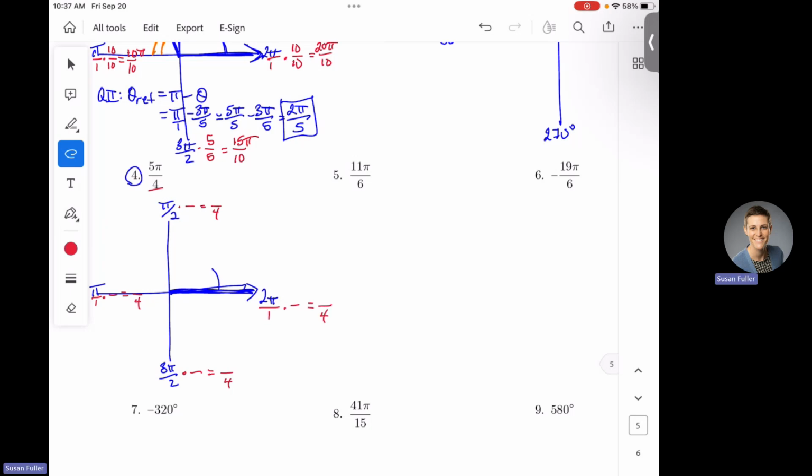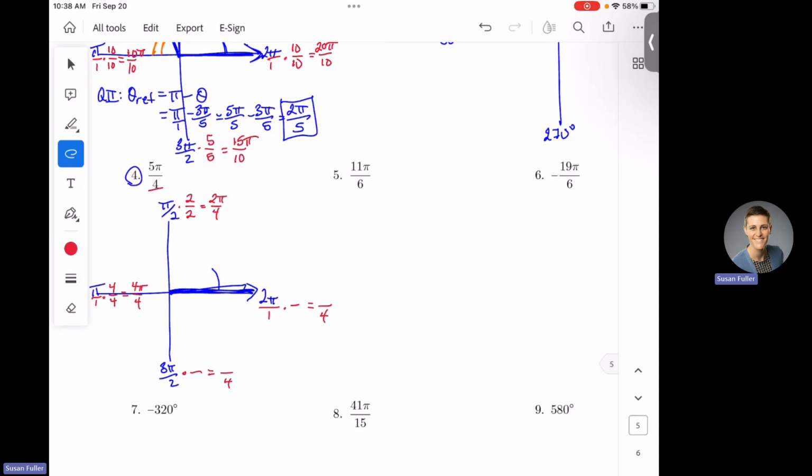Okay. And so if I come up here to pi over 2, I need to multiply the bottom by 2 to get to 4, so I'll multiply top and bottom. And when I go across, that's 2 pi over 4. At pi over 1, I'm going to have to multiply the bottom by 4 to get to my common denominator, so I'll do top and bottom by 4.